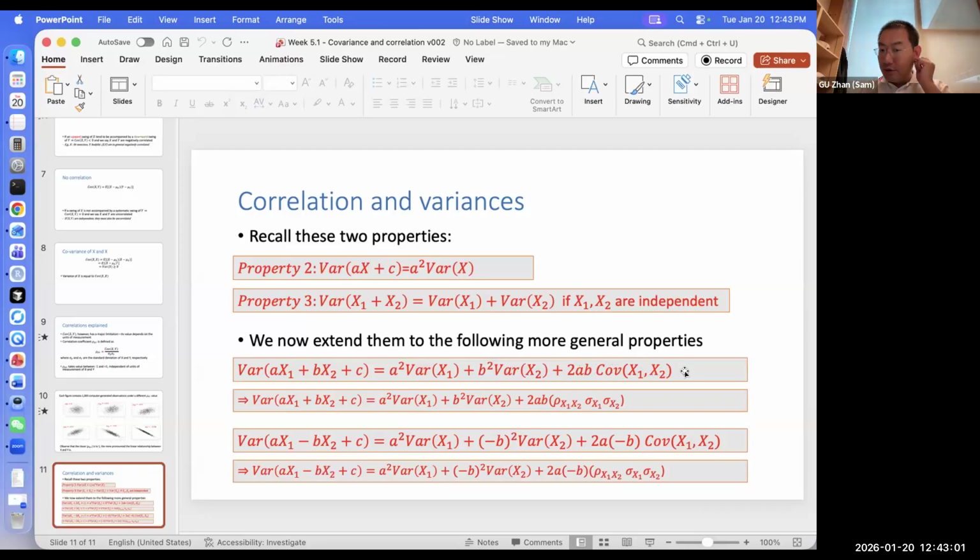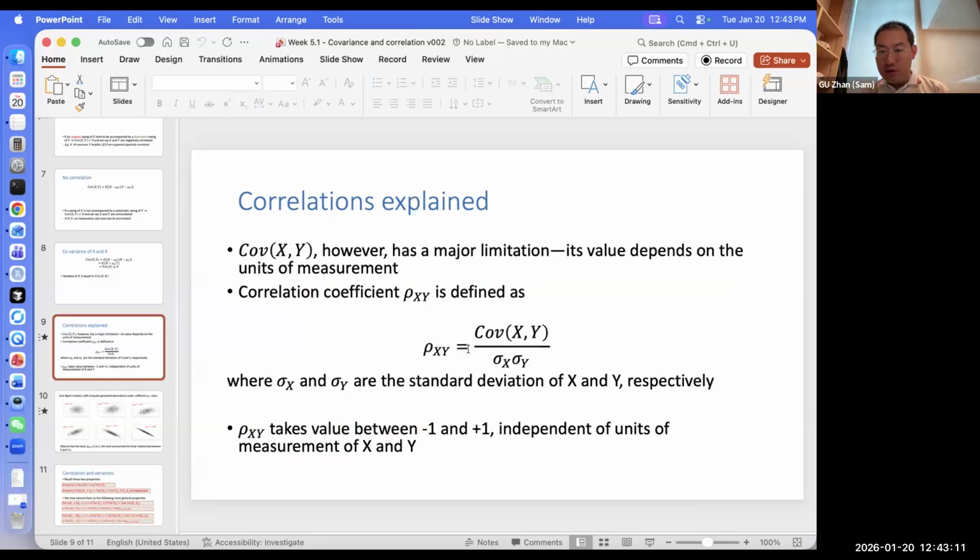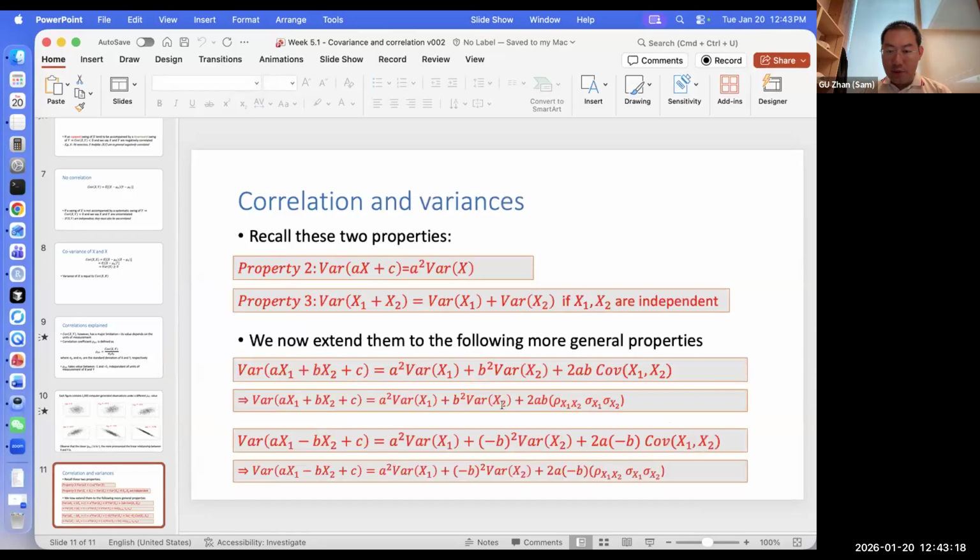Okay, that's this formula. Also recall that the covariance of x1 and x2 is equivalent to the linear correlation coefficient rho times sigma x and sigma y. So you are seeing this second formula. This portion, 2ab covariance of x1, x2, is equivalent to 2ab rho x1, x2 times sigma x1 times sigma x2. Okay, so this is the overall formula.